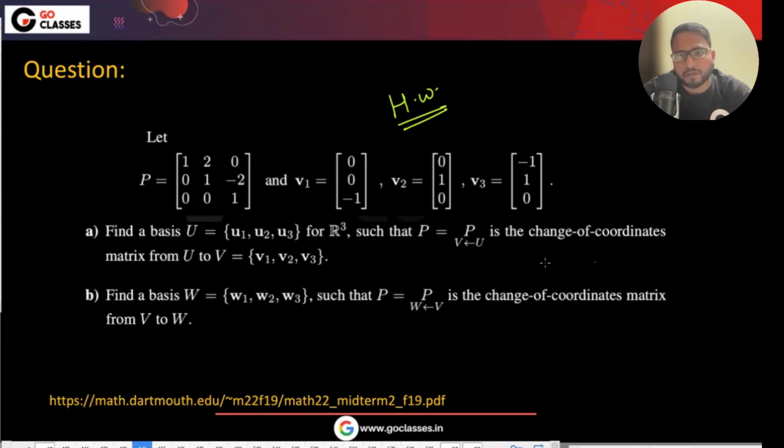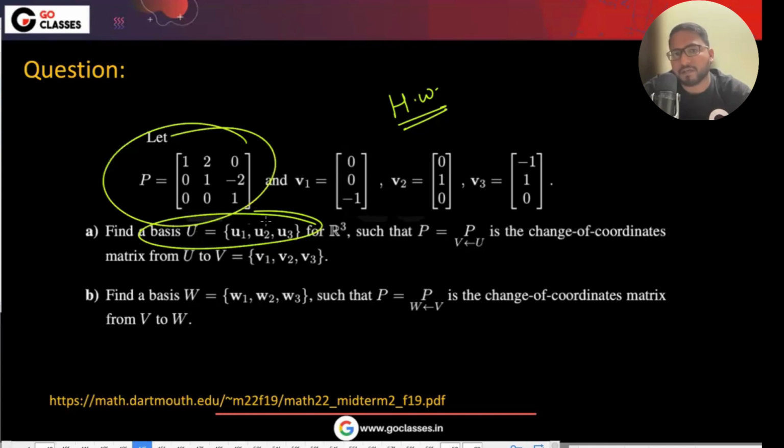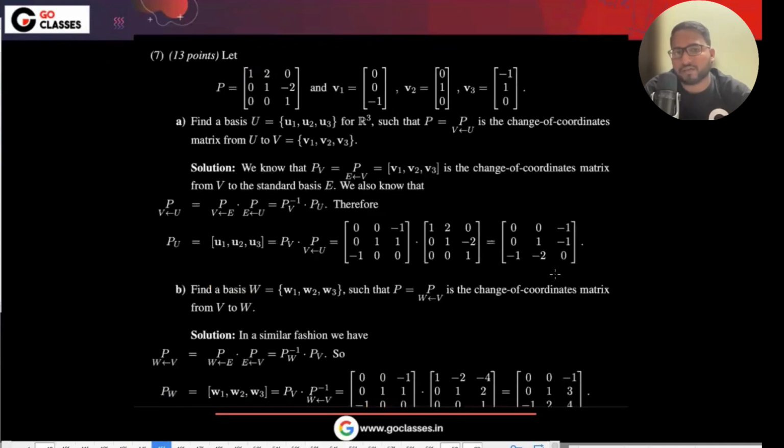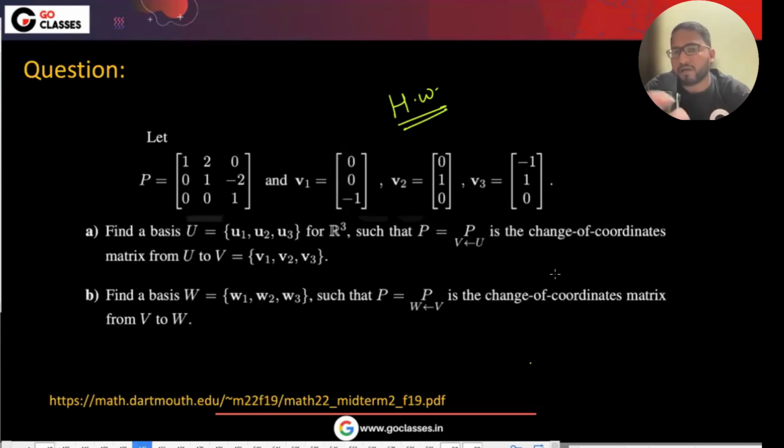So P is the change of basis matrix. Find a basis U. Interestingly, this is a little reverse question. They're asking for the basis itself. They have given the change of basis matrix, and they're asking for the basis itself. Just try this question. Should be okay for everyone, right? Can I give this as homework? The answer is actually there on the next page. You can just try and see if your answer is matching.